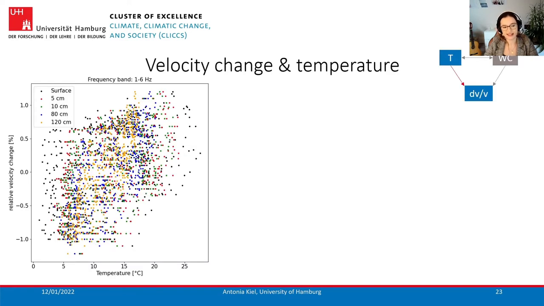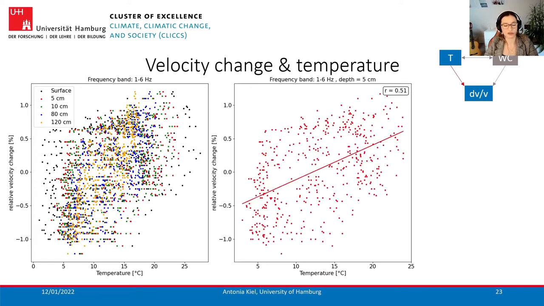So basically, I show now a similar plot. So on the x-axis we have the temperature, and on the y-axis we now have the relative velocity change in percent. And in the different colors we see the different depths at which the temperature is measured. So here shown again for the depth of only 5 centimeters, because the left plot is very chaotic in this case. And here I calculated yet again a linear regression, because we need some kind of quantification for the relationship between the temperature and relative velocity change.